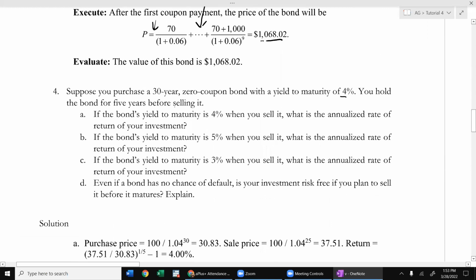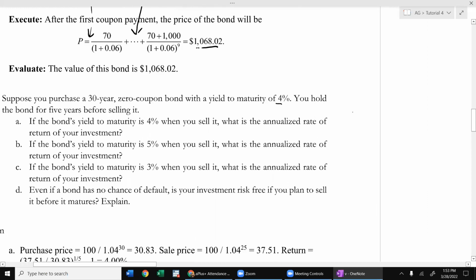Okay, suppose you purchase a 30 years zero coupon bond with a yield to maturity of 4%. You hold the bond for 5 years before selling it. So let's draw the timeline. A 30-year bond, so it means 30 years, and you purchase a bond here. Zero coupon bond means there will be no payments in between. So you will only expect the face value at the end.